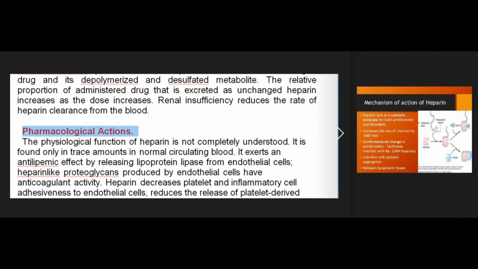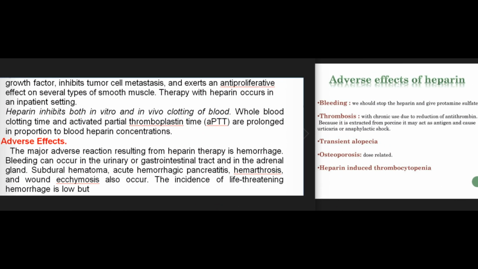Pharmacological actions. The physiological function of heparin is not completely understood. It is found only in trace amounts in normal circulating blood. It exerts an antilipemic effect by releasing lipoprotein lipase from endothelial cells. Heparin-like proteoglycans produced by endothelial cells have anticoagulant activity. Heparin decreases platelet and inflammatory cell adhesiveness to endothelial cells, reduces the release of platelet-derived growth factor, inhibits tumor cell metastasis, and exerts an antiproliferative effect on several types of smooth muscle.